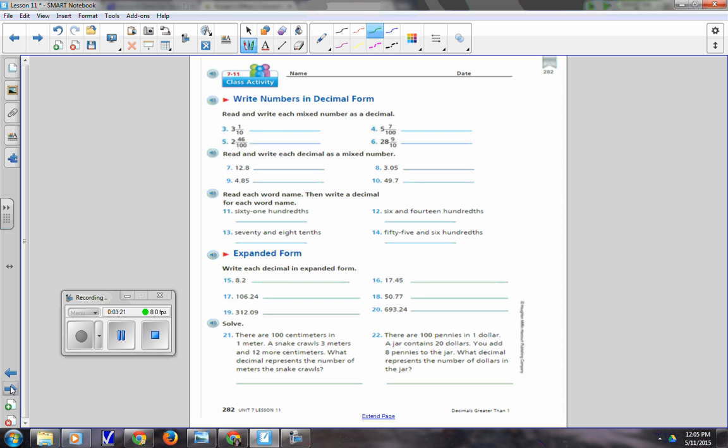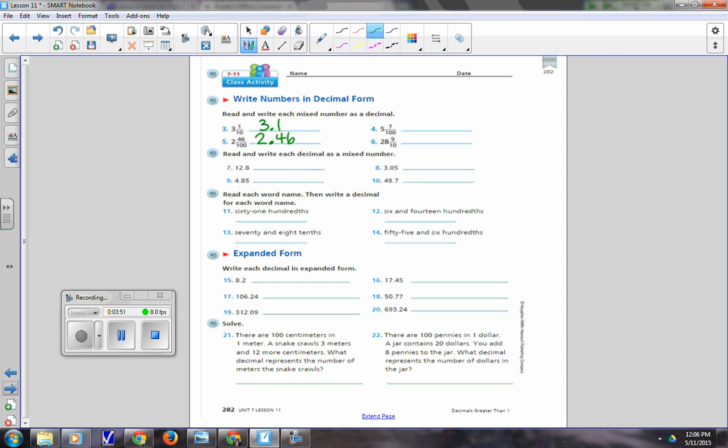So if I was writing 3 and 1/10, that's how that would look. If I was saying 2 and 46/100ths, I want you to try 4 and 6. Don't ask your parents. Try it. If you get it wrong, it's a learning opportunity for us to work through tomorrow, but I want you to try it. Read and write each decimal as a mixed number.